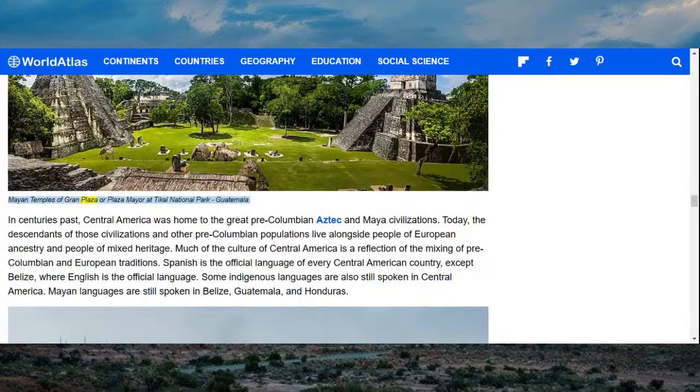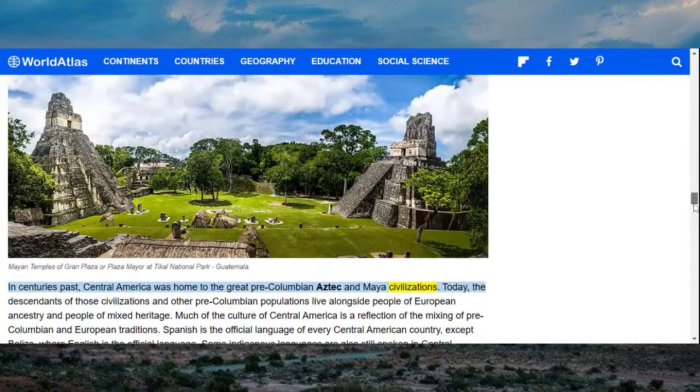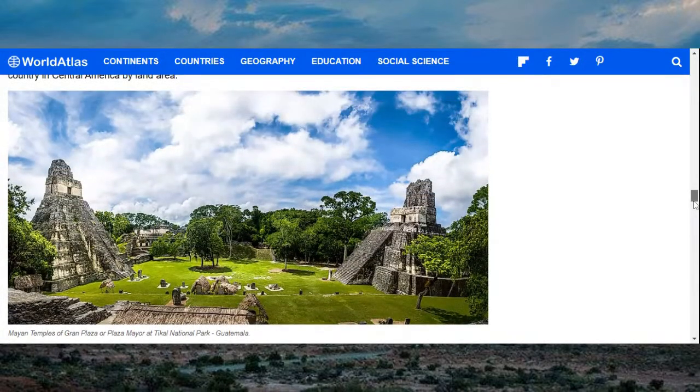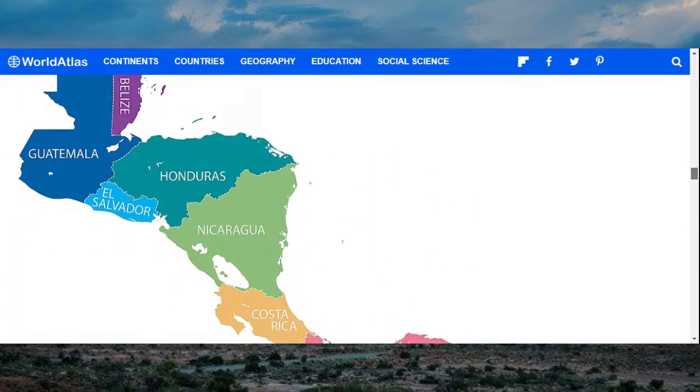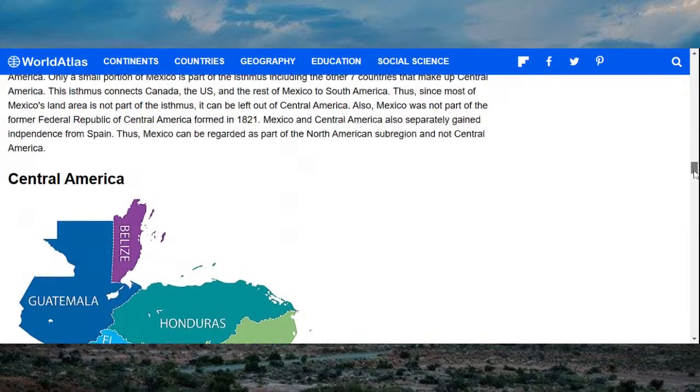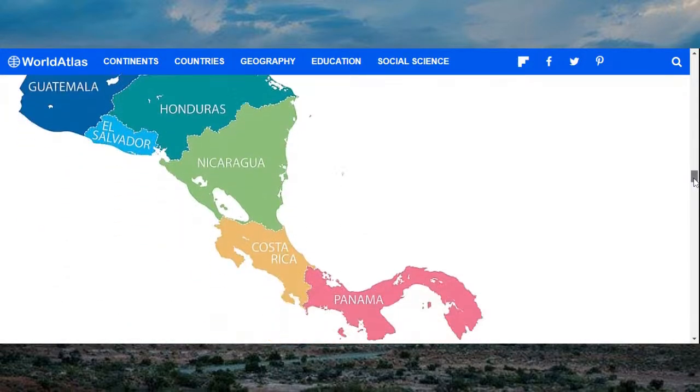Mayan temples of Gran Plaza or Plaza Maya at Tikal National Park, Guatemala. In centuries past, Central America was home to the great pre-Columbian Aztec and Maya civilizations. Today, the descendants of those civilizations and other pre-Columbian populations live alongside people of European ancestry and people of mixed heritage. Much of the culture of Central America is a reflection of the mixing of pre-Columbian and European traditions.